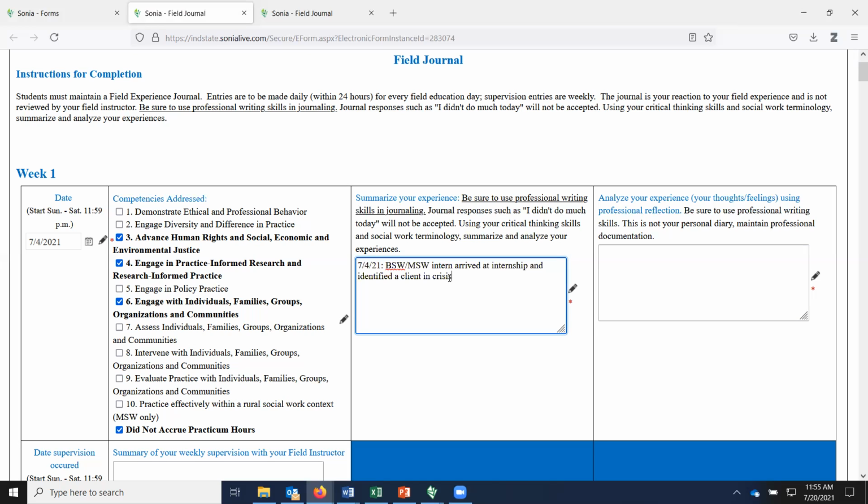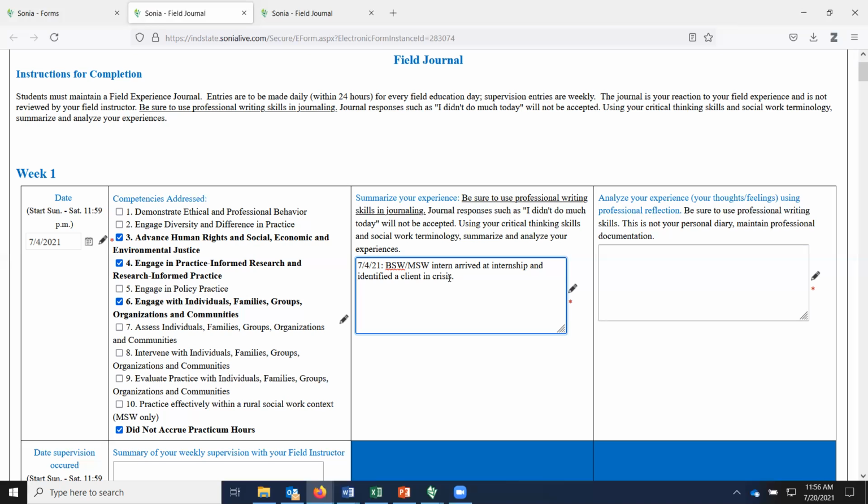So this is where you would go through and use professional writing in your summary to explain, in social work terms, what you did that day at your internship. This is not writing things like "I didn't do much today," "I was bored today," or "I just filed all day long." Things of that nature are not going to be accepted in your summary of your experience. We are using this as an opportunity to have you practice your professional documentation skills.